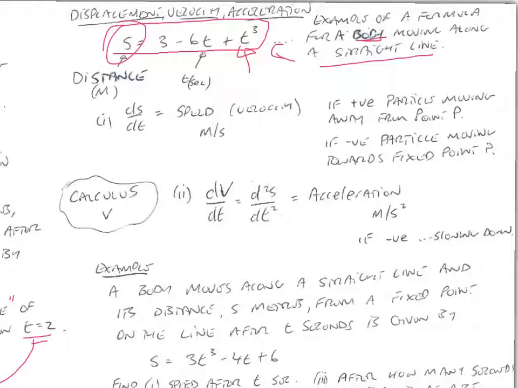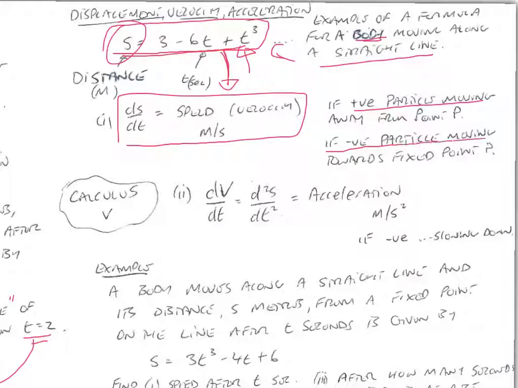Okay? So if s is equal to all of this, then ds dt actually gives us the velocity. If we differentiate this, we will get the velocity of the particle. And if it's positive, that tells us that the particle is moving away from some fixed point P. And if ds dt is negative, that tells us that the particle is moving towards some fixed point P.